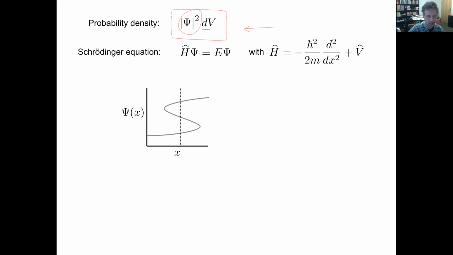So this picture here cannot be true. It must not have properties like this. It must have only one value for each position in space. So it must be single valued.